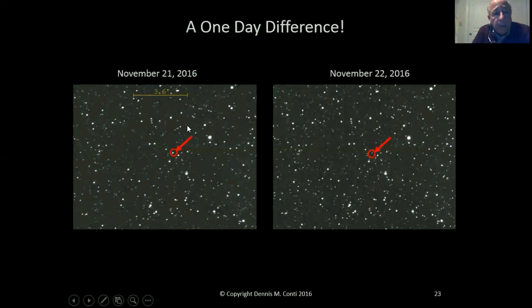And in fact, these are 2 images I took November 21st. Hopefully you can see them on your screen, but you can clearly see it if you bring up the PowerPoint itself. This is the target star, and you can visually see the drop in magnitude just by looking at it in the course of one day, how it went from that sort of brightness down to that sort of dim star.